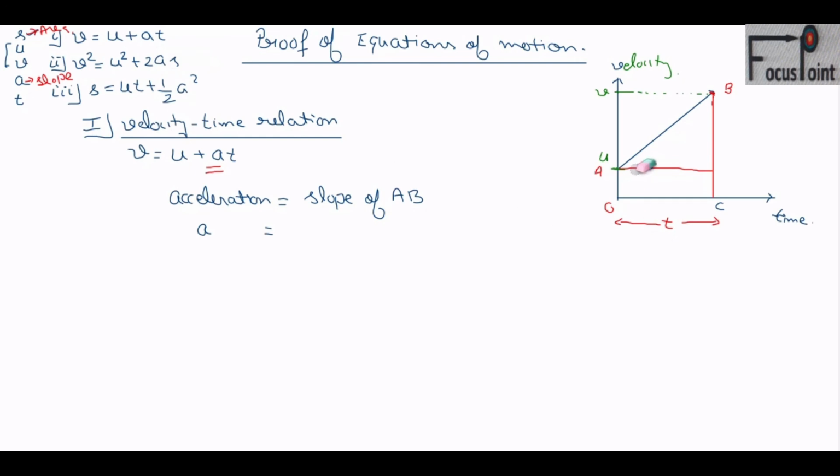We'll complete the triangle. Let's mark this point as D. So, the slope of AB will be BD upon AD: the vertical height of the triangle over the horizontal length of the triangle. So, this would be BD upon AD. Any problem till here?